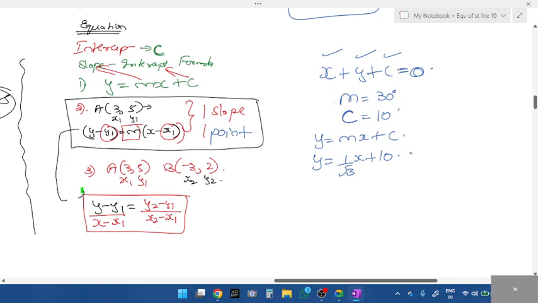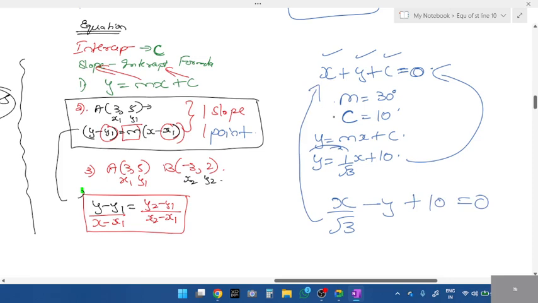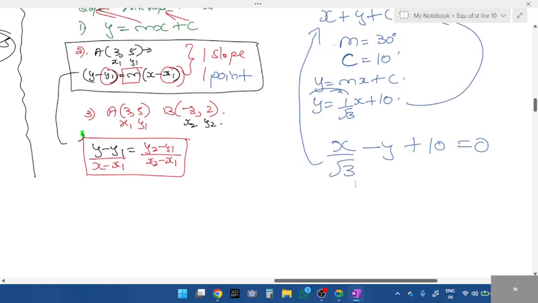Okay, convert this into the main equation. X should be first. Convert y to the other side. X divided by 3 minus y plus 10 is equal to 0. Does it have any denominator? All of you respond. It doesn't have a denominator, right? Take LCM, students. If you take LCM, what do you get?